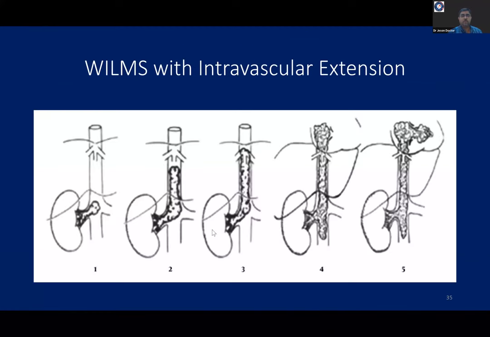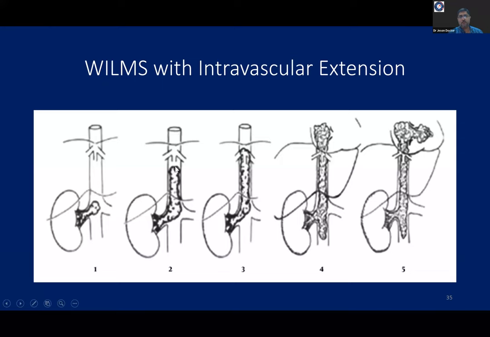So this picture shows you the extent of the tumor thrombus inside the renal vein and the IVC. You may have it only in the renal vein and part of the IVC. It may go right up to the infrahepatic IVC. These are the hepatic veins. That's the IVC, and those are the renal veins on either side. That's the suprahepatic IVC, and that is inside the diaphragm, the intrathoracic part.